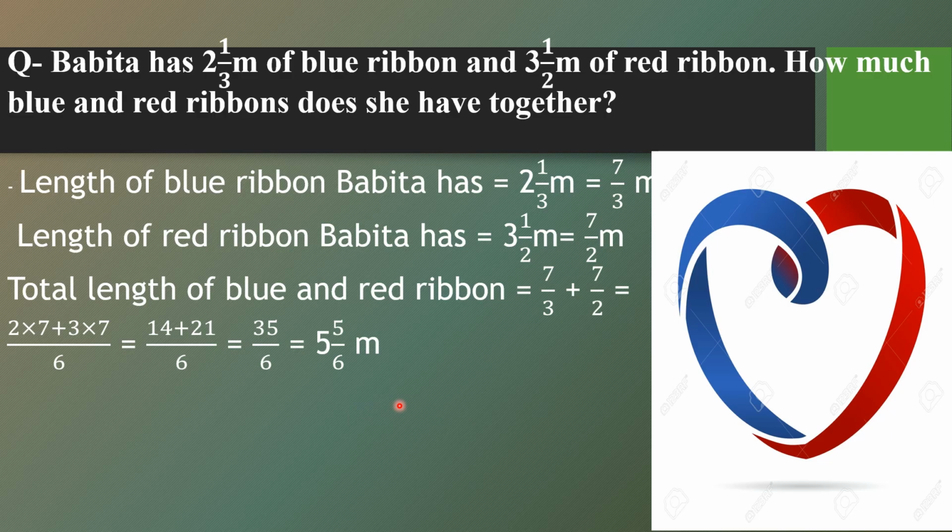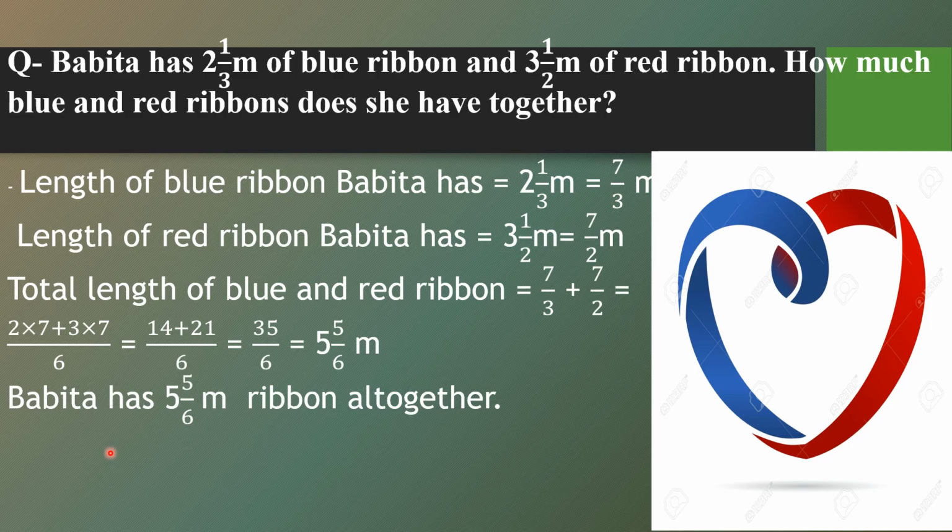So 5 and 5 by 6 meter. This unit is very important. I have already told you that if you do not write the unit, then your marks will be deducted in the exam. So the unit is very important, and the final answer also. So what you will write: Babita has 5 and 5 by 6 meter of ribbon all together.